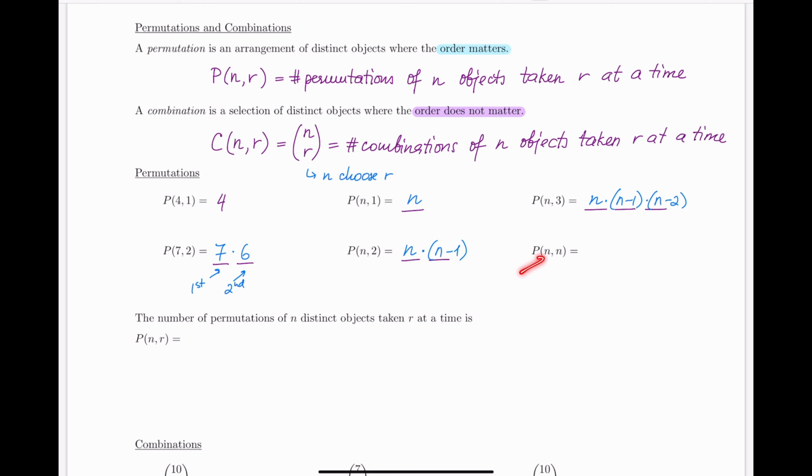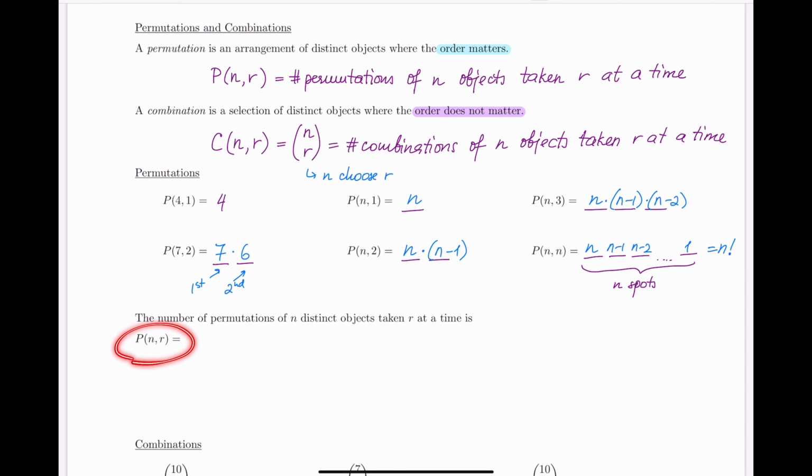Okay? What about n objects taken n at a time? So now I have n spots for people in my picture, or however, again, you want to actually visualize this in your head. For the first spot, we have n choices, n minus 1, n minus 2, all the way down to 1, because we have n objects and we're going to actually take all of them and arrange them in order. Now this is something that we've just seen on the previous page. This is n factorial. So the number of permutations of n objects taken n at a time is just the number of ways to arrange n distinct objects, which is exactly what n factorial represents.